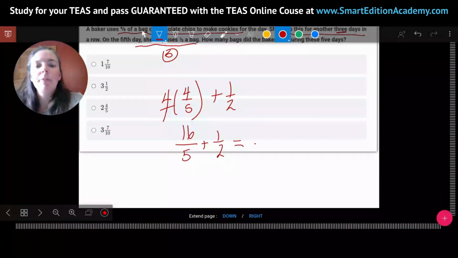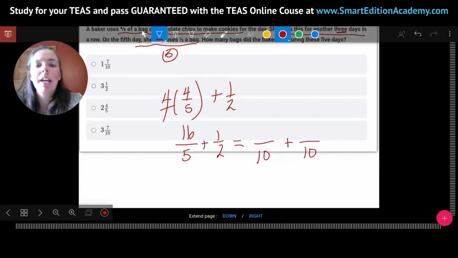And in order to add, remember we need a common denominator. Okay, so 5 times 2 is 10. So I'm just going to write my equivalent fractions, and I get 32/10 plus 5/10, which would give me 37/10. And notice again, all of my answers are mixed numbers. 10 goes into 37 3 times with 7 left over. 3 and 7/10 would be the amount of bags that she used during those 5 days.